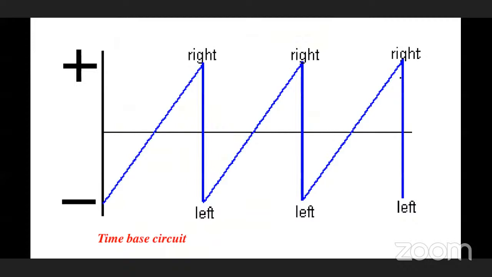So you can see in this case, when you apply a positive voltage to the X input terminal, you can see how it varies. It goes from the negative, then it moves to the right, then left, right, left, right, left, right. Simply, the purpose of the X plate is to deflect the electron beam left or right across the screen at a certain steady speed.